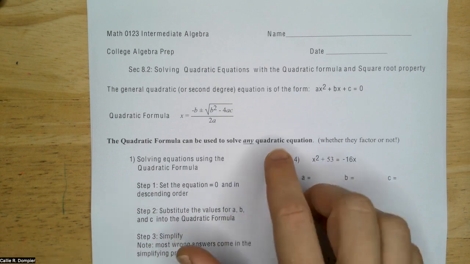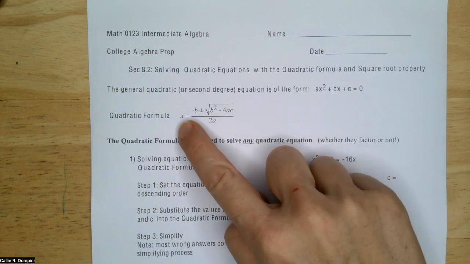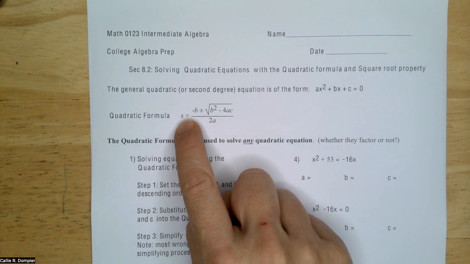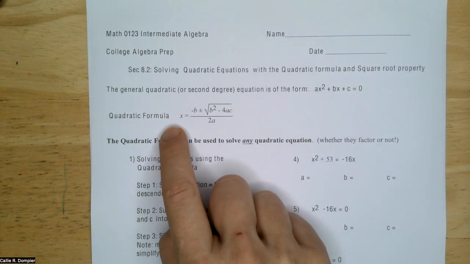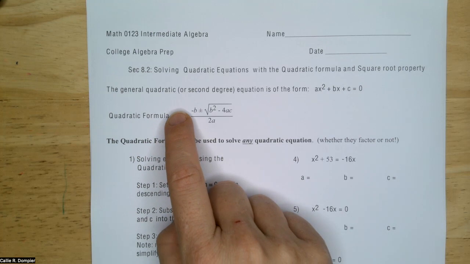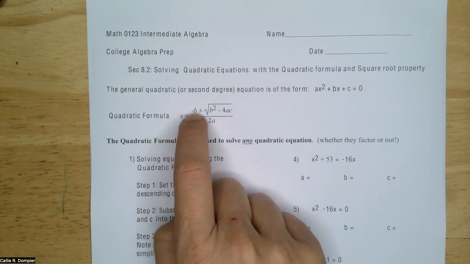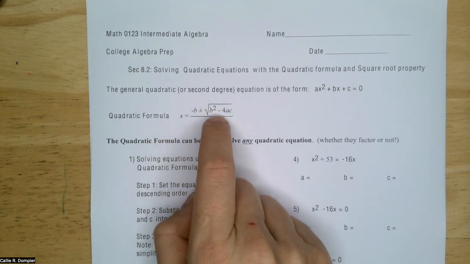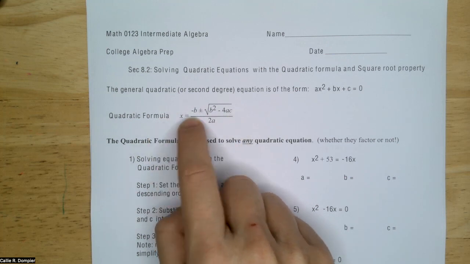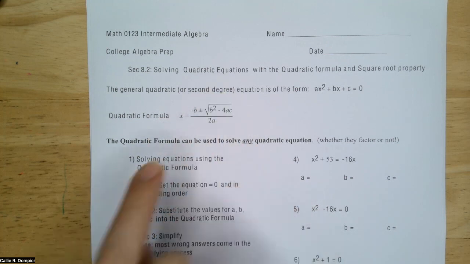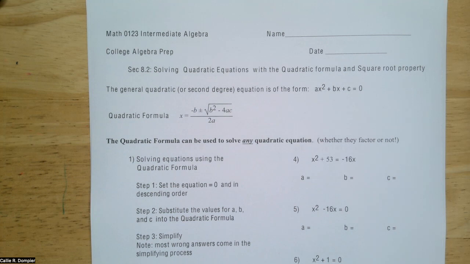What we've done is we've taken this and solved it for x, and what you end up with is x is equal to the quantity negative b plus or minus the square root of b squared minus 4 times a times c, all divided by 2a. The quadratic formula can be used to solve any quadratic equation. So if you don't like factoring, you can always go straight to the quadratic formula.